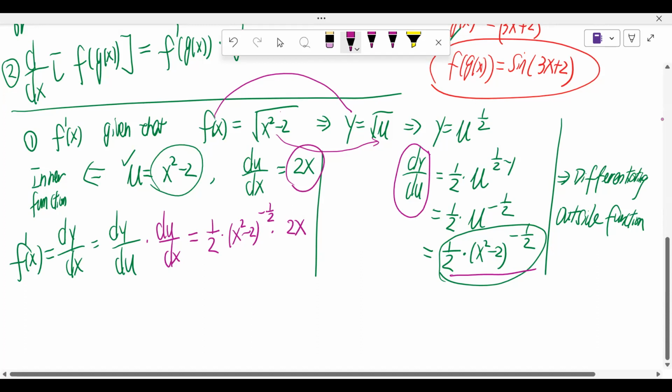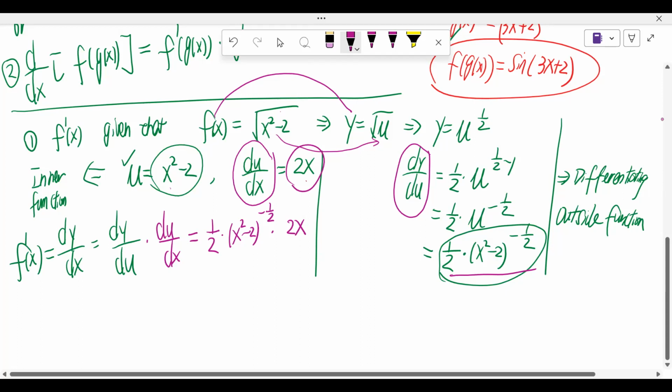And for du over dx, it's a lot simpler because u equals x squared minus 2, right? So differentiating the function u with respect to x, then x squared becomes 2x. Negative 2 becomes 0. So you put together the second part, which is the derivative of the inner function. And if you multiply those two elements, dy over du times du over dx, we have the final result, which is the derivative of the composite function f of x equals radical x squared minus 2.